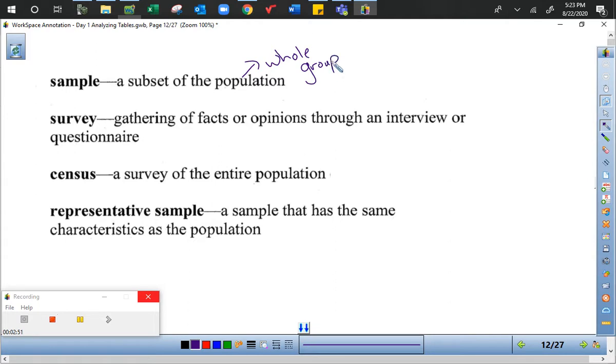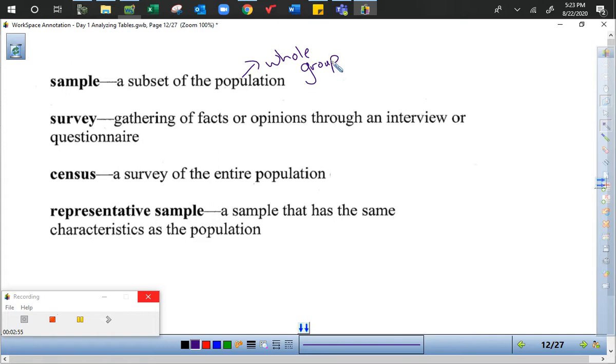A survey is a lot of times the way that we get the information that we're gathering. So it's gathering facts or opinions through an interview or questionnaire. Opinions generally aren't useful in some studies, but a lot of times businesses will gather survey of opinions to see how they're doing and how they can improve things.